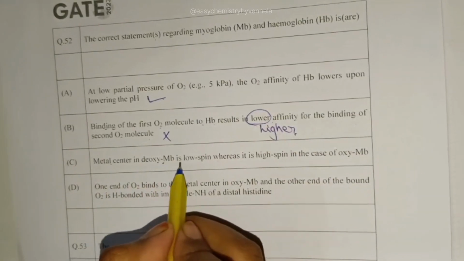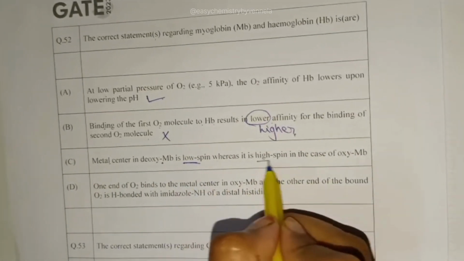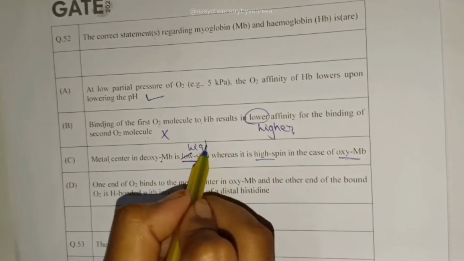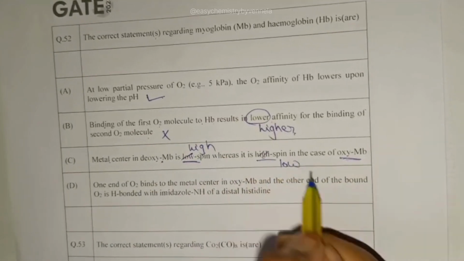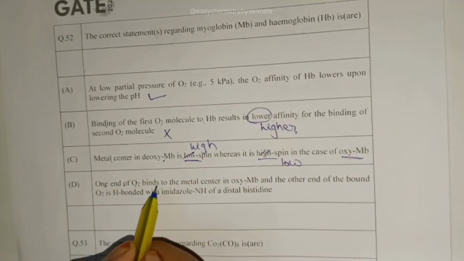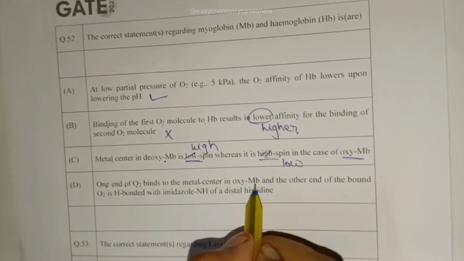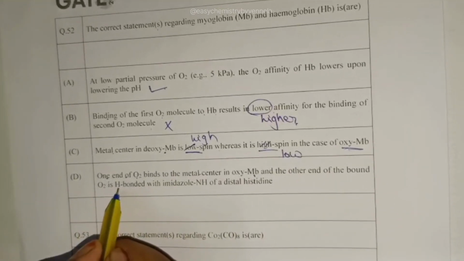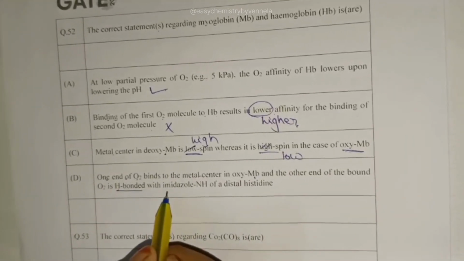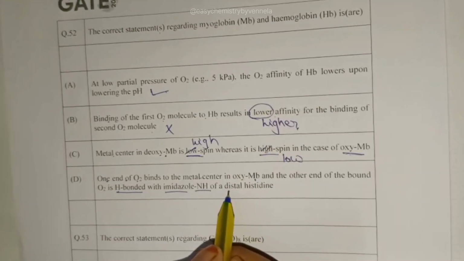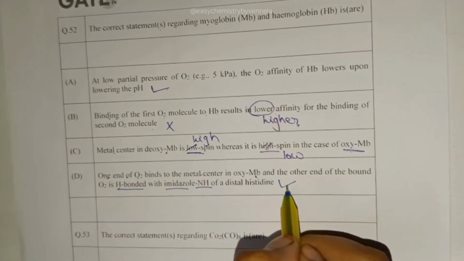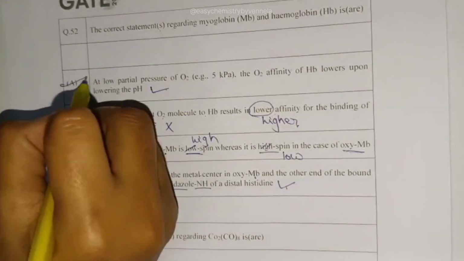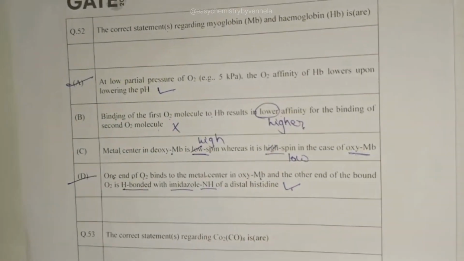The metal center of deoxymyoglobin is low spin, whereas it is high spin in oxymyoglobin. No, here high spin, here low spin. One end of oxygen binds to the metal center in oxymyoglobin and the other end of O2 is hydrogen bonded with imidazole NH, the distal histidine. This is also a correct statement. So our question is, what are the correct statements? Here A and D are correct.